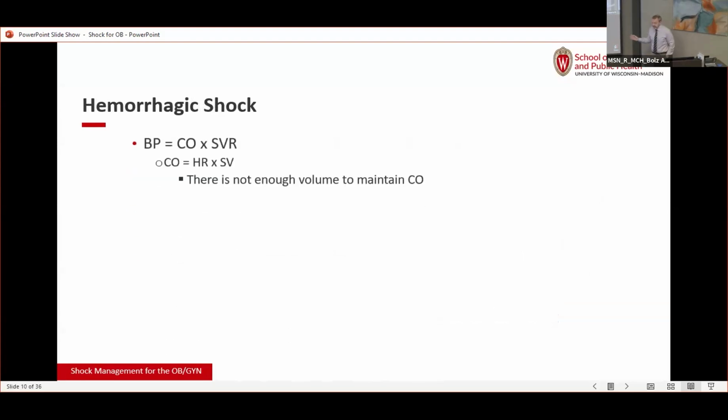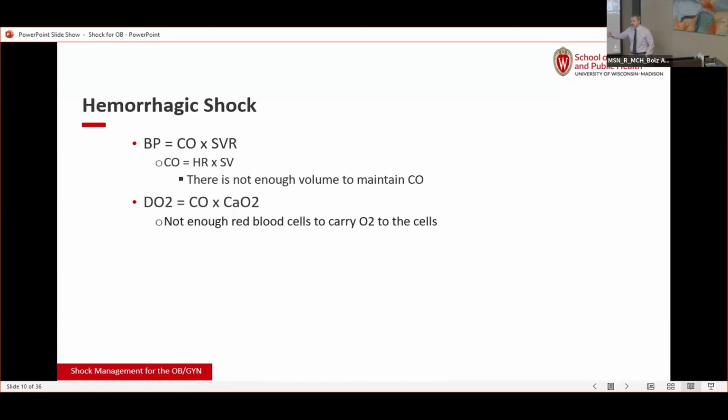All right, again, I told you we're gonna talk about these equations, right? So what's happening here? She lost a lot of volume. We don't have enough volume to maintain appropriate cardiac output. It really doesn't look like we replaced enough to keep that up, okay? Also, remember we talked about shock as the definition of circulatory failure plus inadequate utilization of O2. We don't have enough red blood cells to carry that oxygen around, okay?